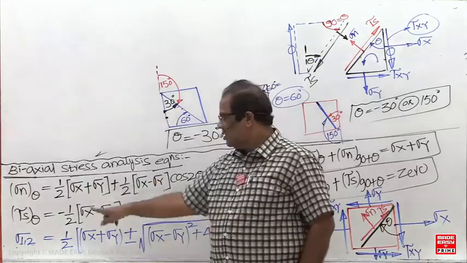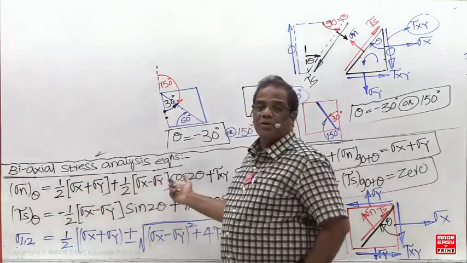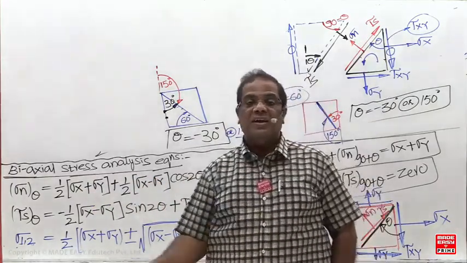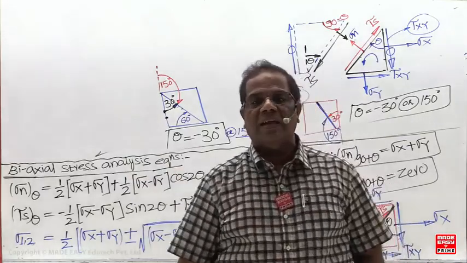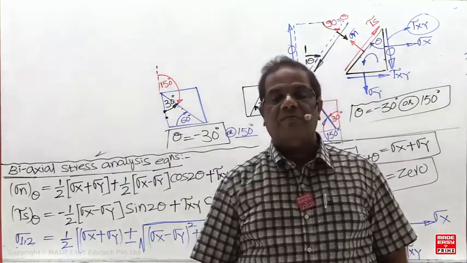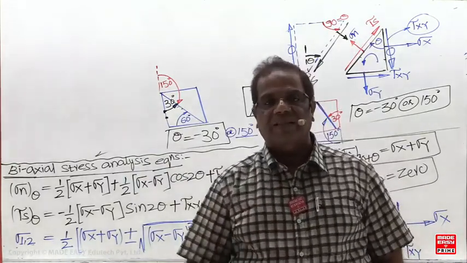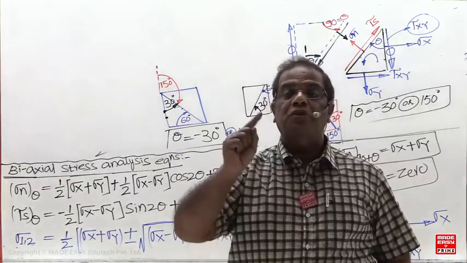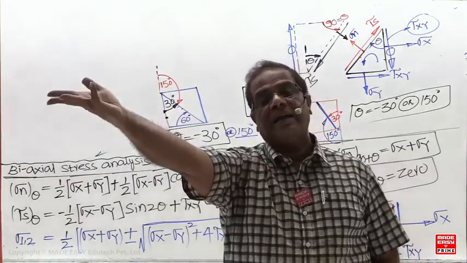Then what are you getting? Sigma x by 2 plus sigma x by 2 cos 2 theta. If I take out sigma x by 2 as common, what are you getting? 1 plus cos 2 theta. What is 1 plus cos 2 theta? 2 cos square theta. So sigma x by 2 into 2 cos square theta, you are getting sigma x cos square theta.